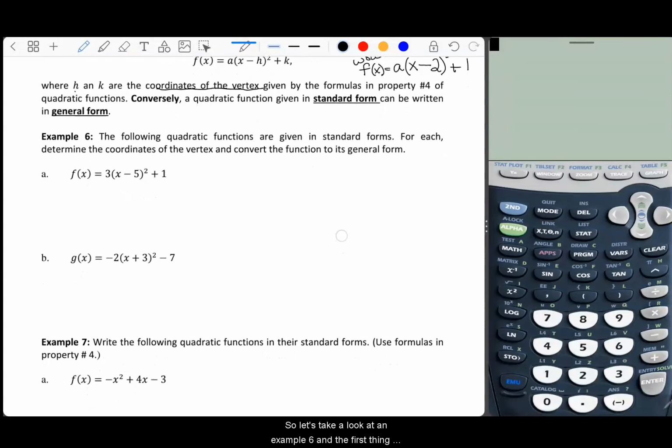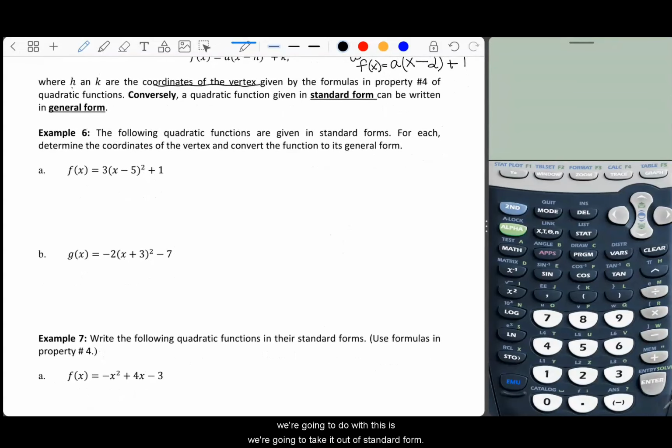So let's take a look at example 6. The first thing we're going to do with this is, actually, we're going to find the vertex first. And then after we find the vertex, we're going to take it out of standard form and write it in general form of ax squared plus bx plus c, which means just a bunch of algebra, basically. If we're taking it out of the equation, we have to change the sign of the x again. So negative 5 is actually a positive 5 on the vertex.